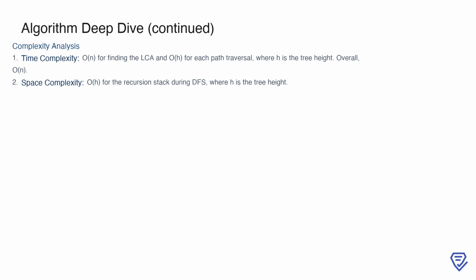For space complexity, the primary consideration is the recursion stack used during the DFS, which also scales with the height of the tree. Thus, the space complexity is O(h). This balance between time and space efficiency ensures the algorithm can handle binary trees of varying sizes effectively.